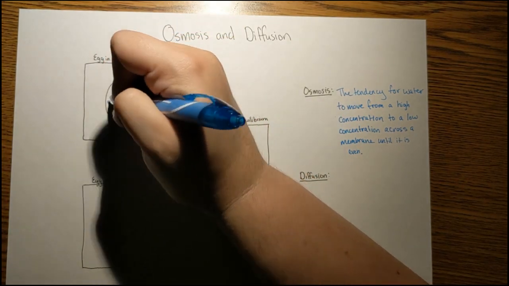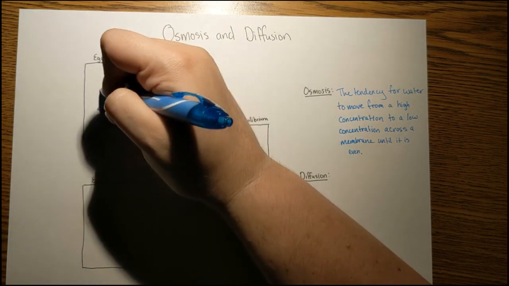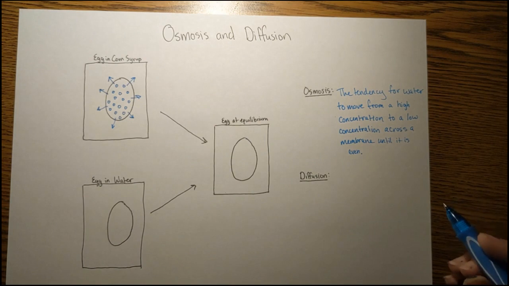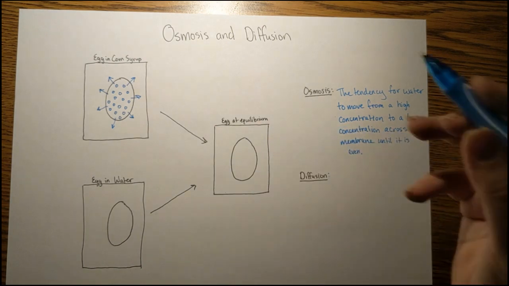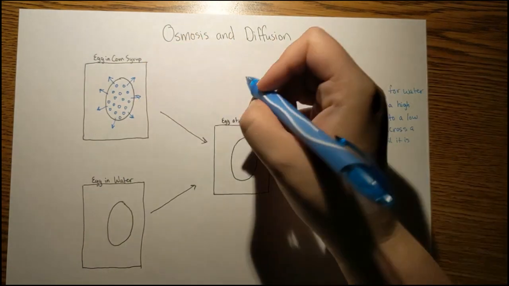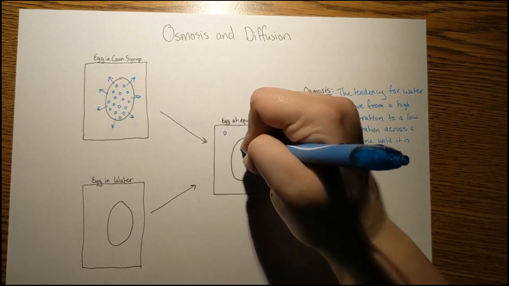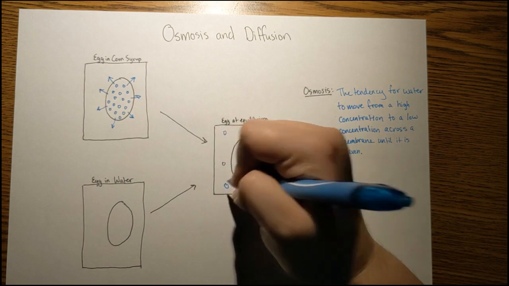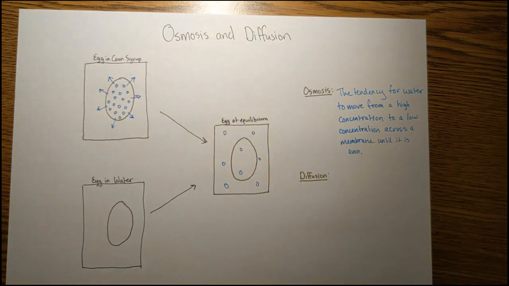You can see that there are way higher concentrations of molecules inside than outside. And they again want to be at balance, or what we call equilibrium. So they will keep moving out until there's an even concentration both inside and outside of the egg. Okay? Now the opposite is also true.